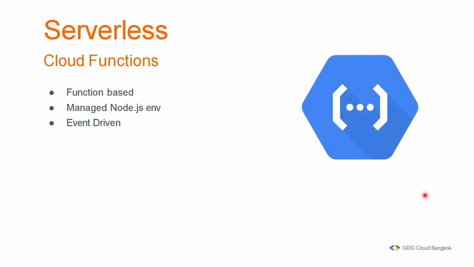Cloud Functions are also serverless services provided by the Google Cloud Platform. Google Cloud Functions are function-based, they are managed with Node.js, and they are all event-driven. For example, a Google Cloud Function is like a function. If you want to run some specific task after some other task, then you can use Cloud Functions. You can trigger these Cloud Functions at any point of time in your application.